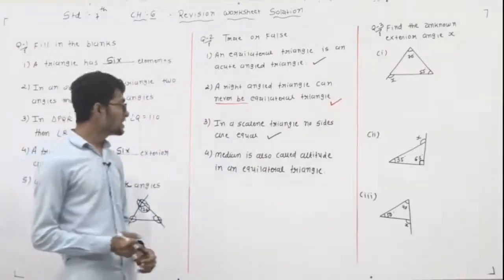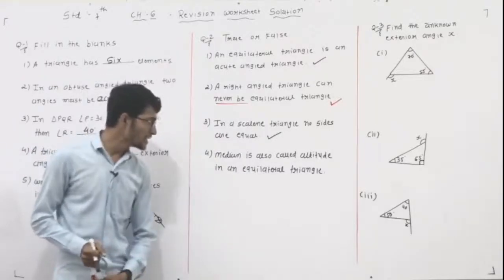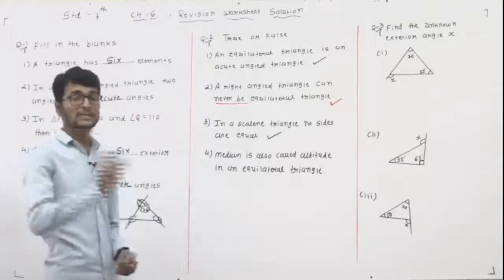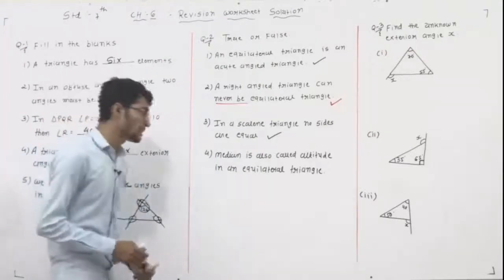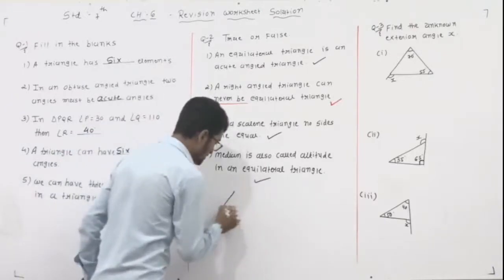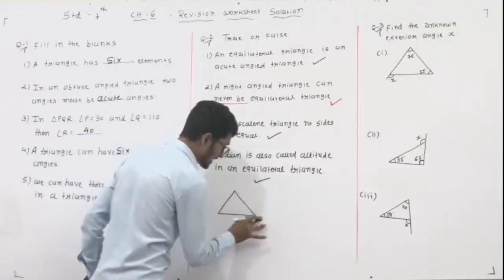Fourth one, median is also called altitude in equilateral triangle. In an equilateral triangle, the median can also be called the altitude. This one is right. Why? Because in an equilateral triangle all the sides are the same.